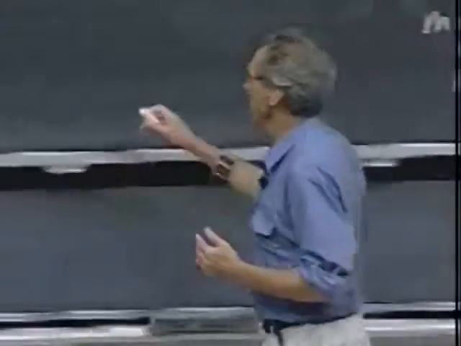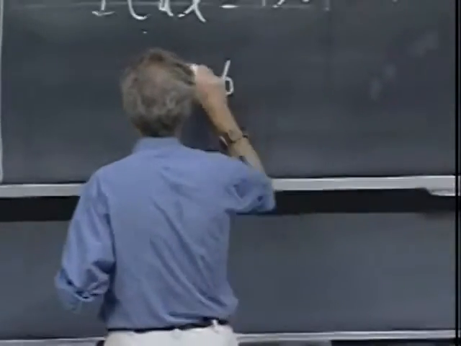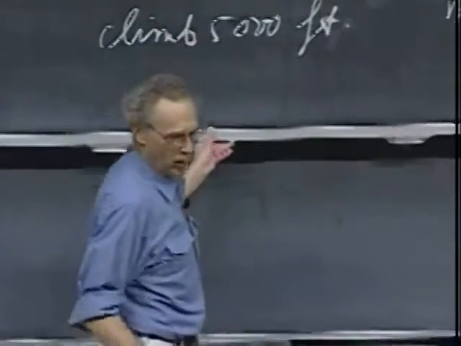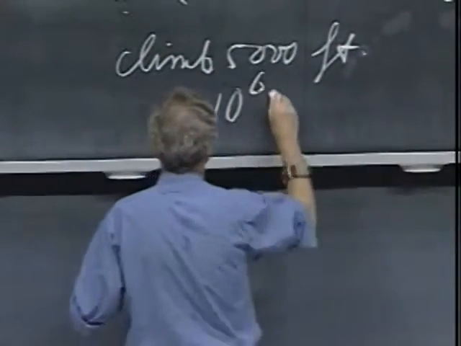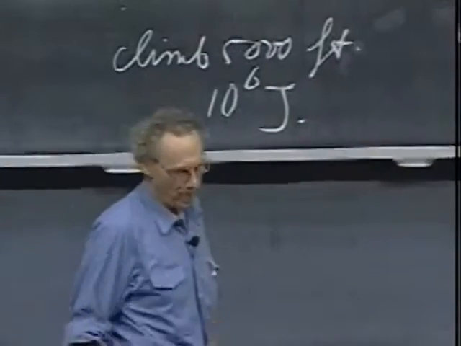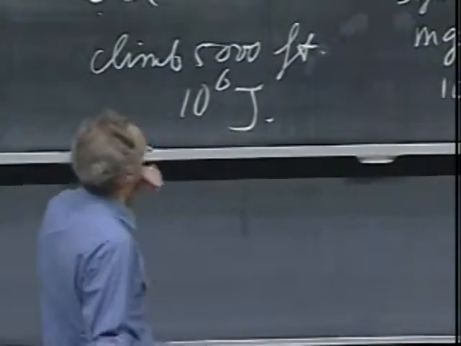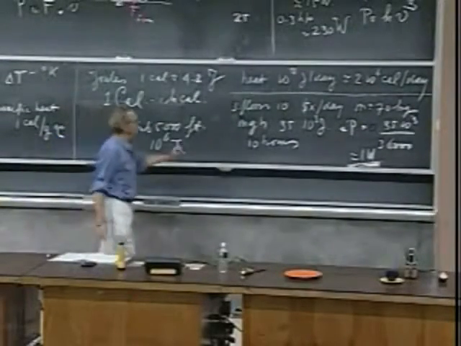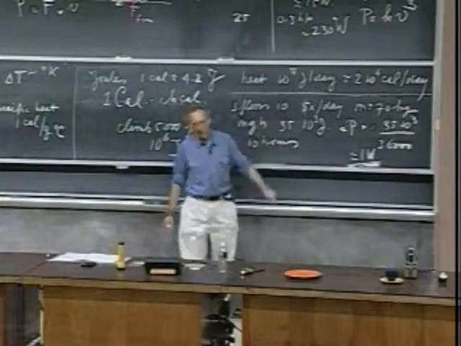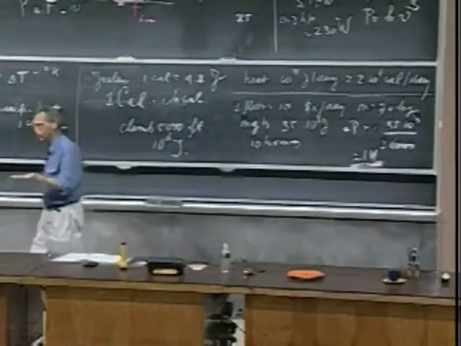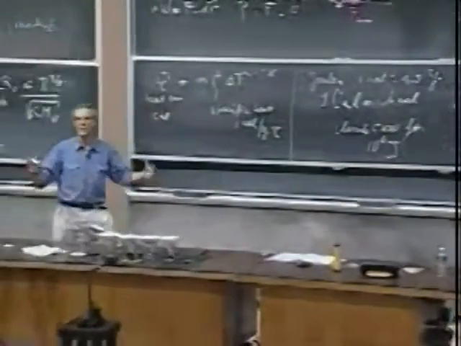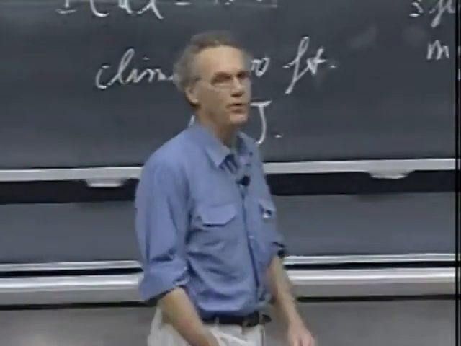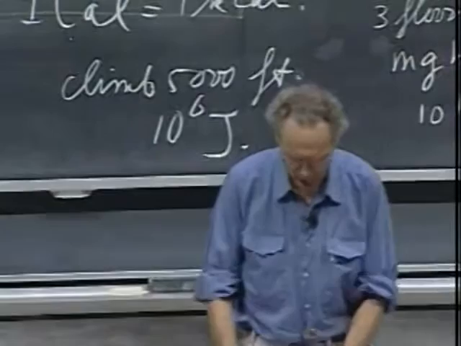If I climb 5,000 feet, I have to do extra work, which is 10 to the 6 joules, so you've got to eat more. Now, you would think that you have to eat only 10% more than you normally eat, because 10 to the 6 is only 10% of 10 to the 7. But that's not true. You have to eat a lot more, because the conversion from food to mechanical work is very poor, something like 20%. So you may have to eat 40 or 50% more than you normally do in one day.